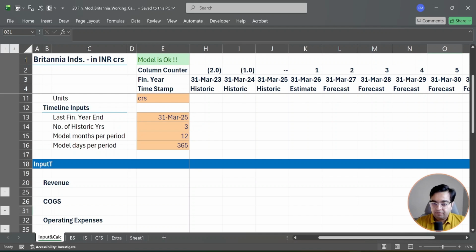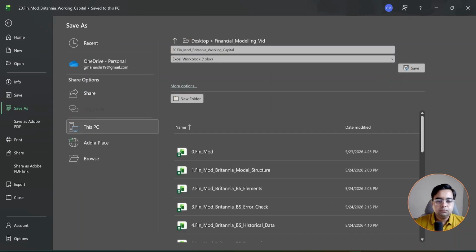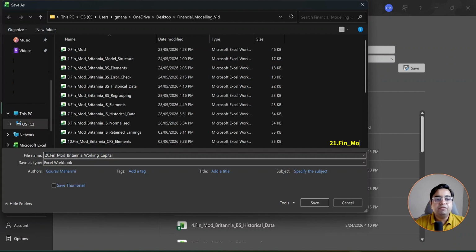To extract the valuation inputs, first of all, we are going to save this file. The name of the file will be 21.finmod Britannia valuation inputs.